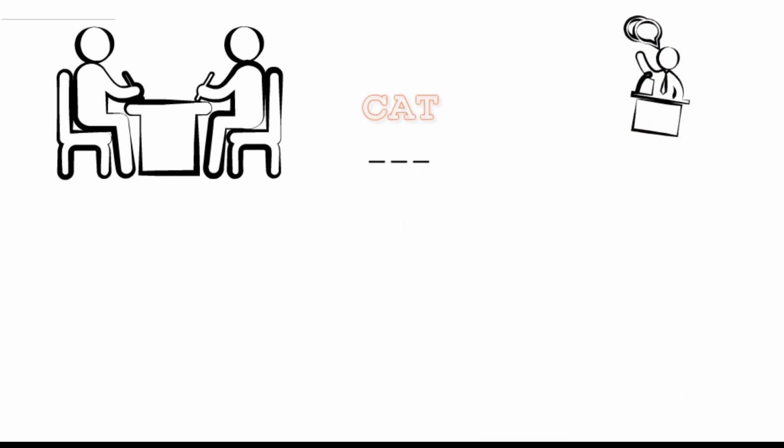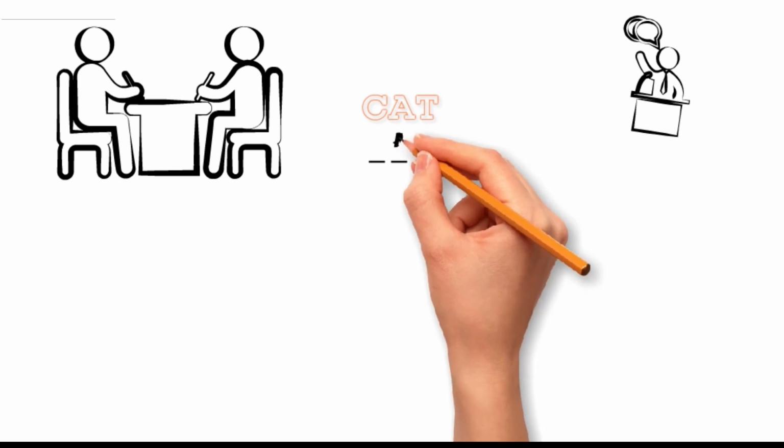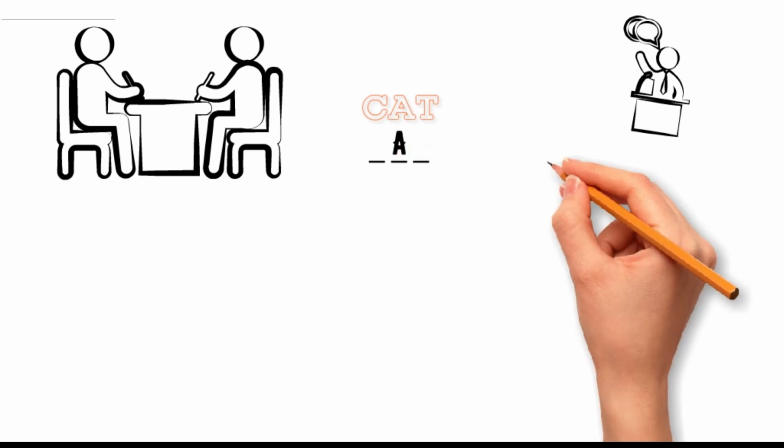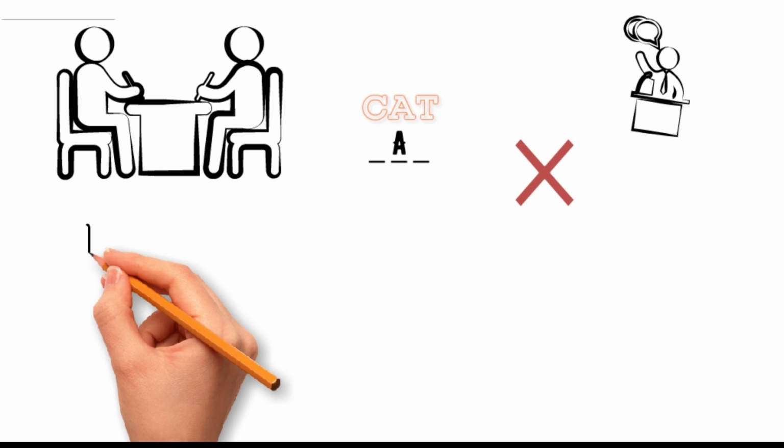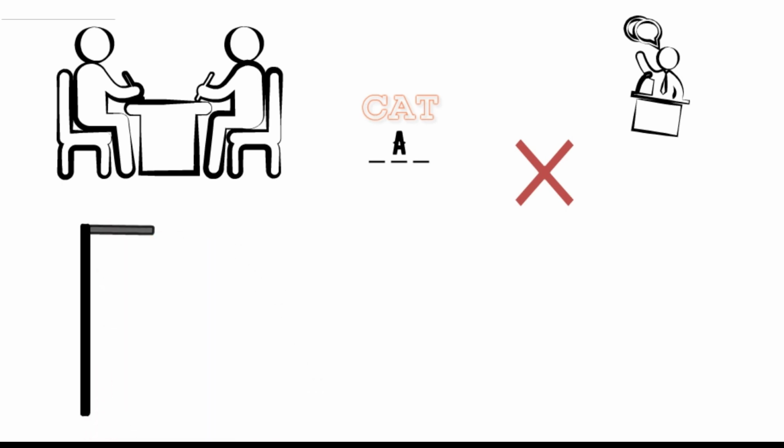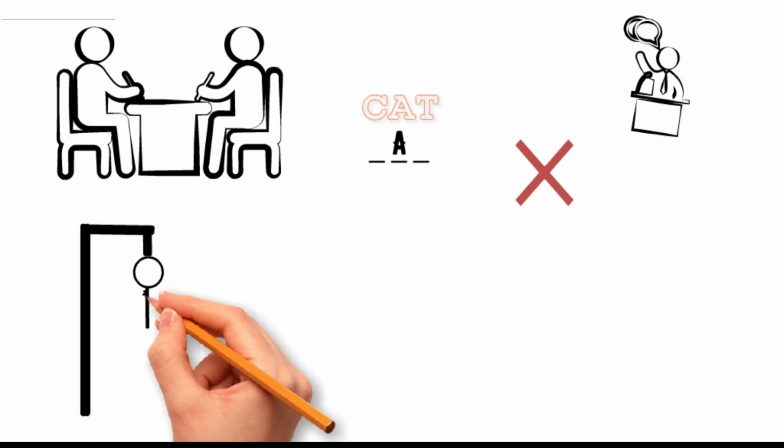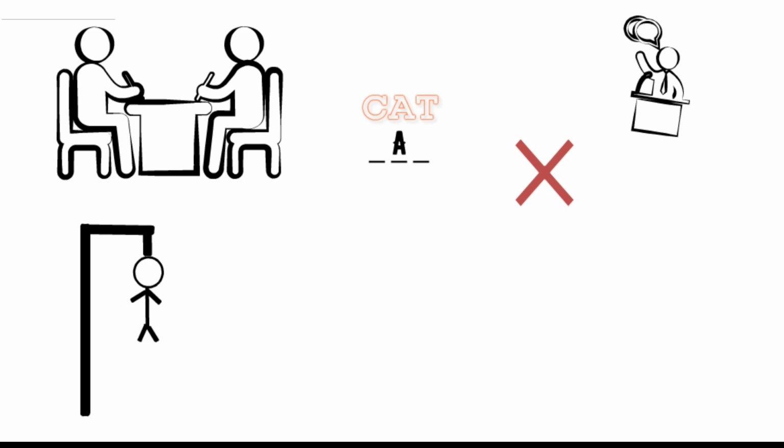If the guesser guesses a letter that is in the word, the host writes it in the correct blank. For example, if the word is cat and someone guesses A, the host writes it in like this. If the guessed letter is not in the word, the host draws part of a stick figure. The drawing usually goes like this: head, body, left arm, left leg, and right leg.